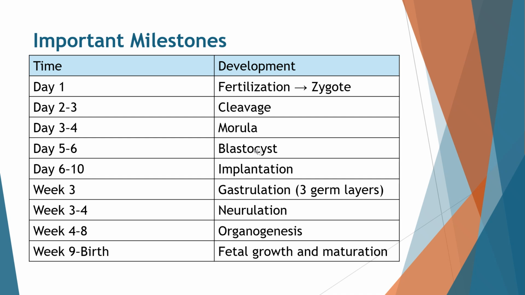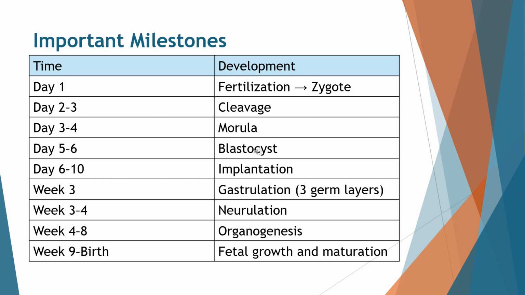By day 5 to day 6, the morula develops into a blastocyst. The blastocyst has a fluid-filled cavity and is ready to attach to the uterus. From day 6 to day 10, implantation takes place. During this stage, the blastocyst attaches to the endometrium, and pregnancy becomes established.